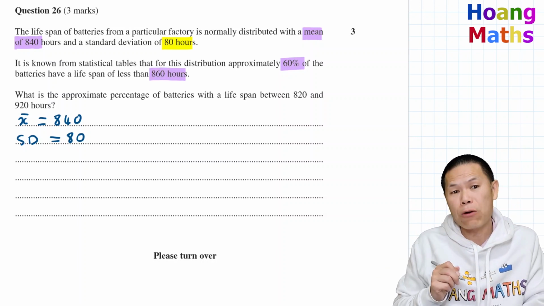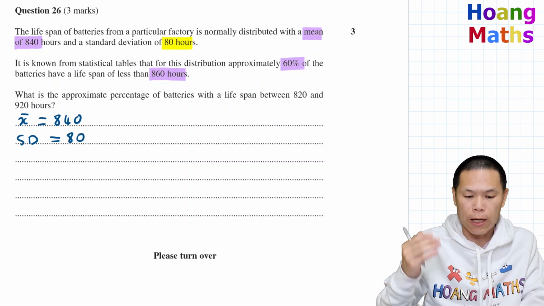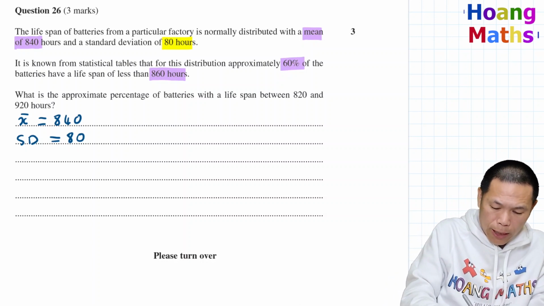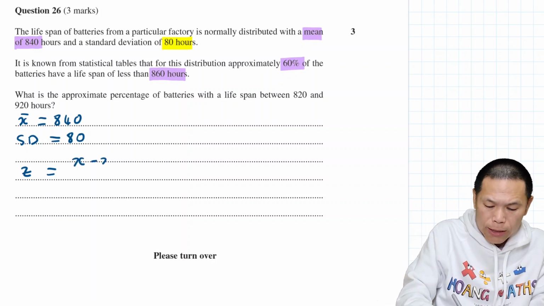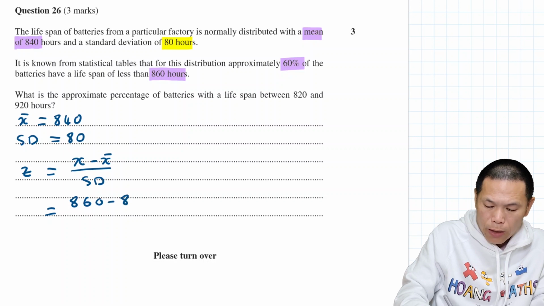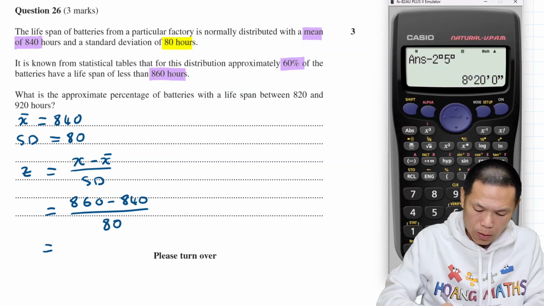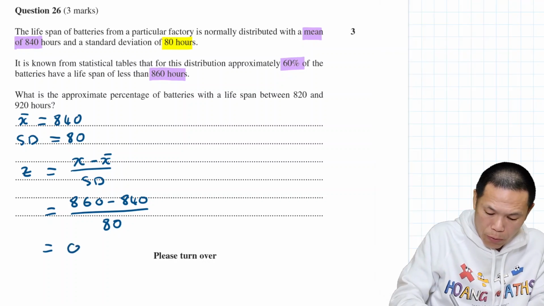So 860 hours, so the easiest way is we need to convert that into z-score first so we can interpret easier. So let me just work out z-score for this, okay? So z, we know the rule is z is equal to x minus x bar, the mean, over SD. So for 860 hours, the z-score will be 860 minus 840, and then we divide it by 80. So that gives me 20, and I divide it by 80. So that gives me 0.25. So there you go, z equals 0.25.